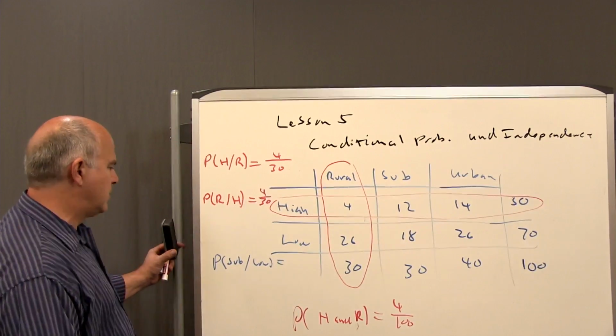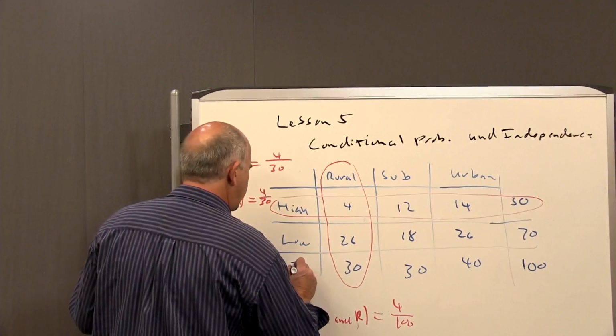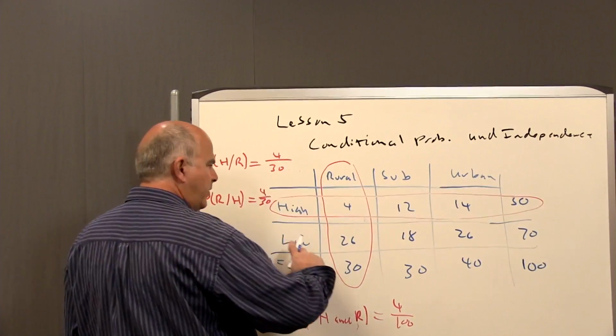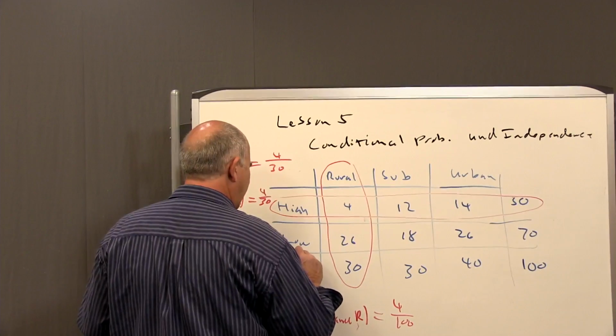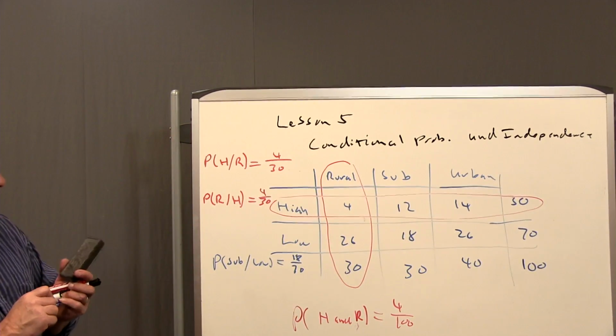Okay, given that somebody's low income, that means we're only looking at the low income people. So the denominator is 70, and of those people, how many are suburban? 18. Right? So, conditional probabilities.